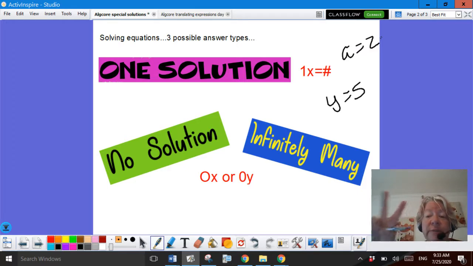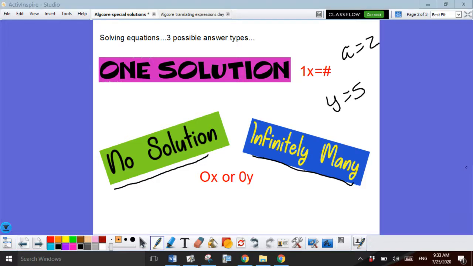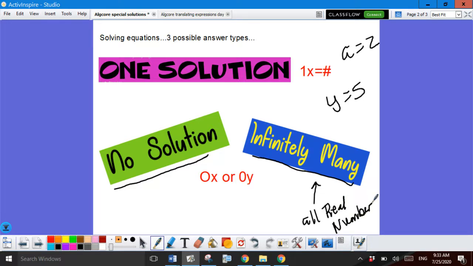Now there are 2 special cases that fall into the 3 different types of answers we can get. One of them is no solution, and the other one is infinitely many. Infinitely many means every number works. So this one is really all real numbers, which means all the positives, all the negatives, all the decimals, all the fractions. It means everything. The symbol that we use to represent all real numbers is this double-legged R. So infinitely many and all real numbers mean the same thing. And no solution means that nothing works.